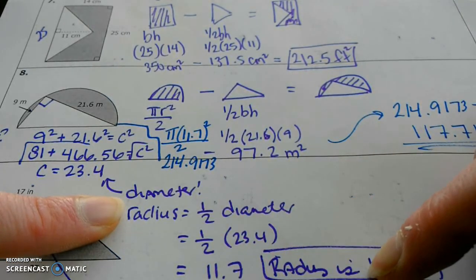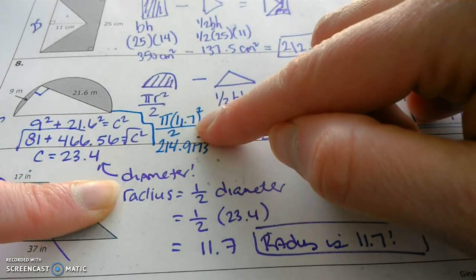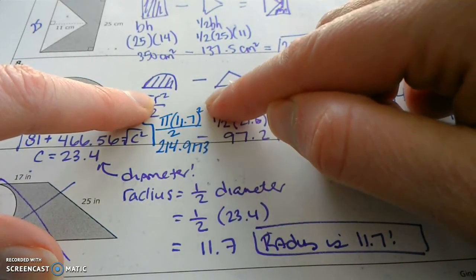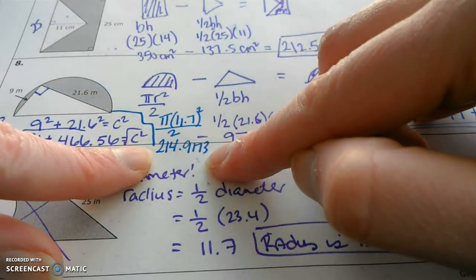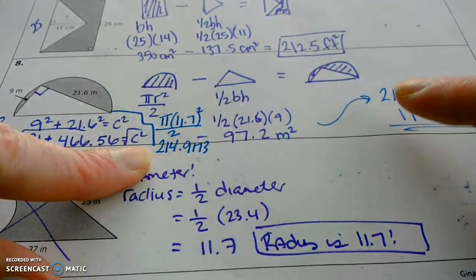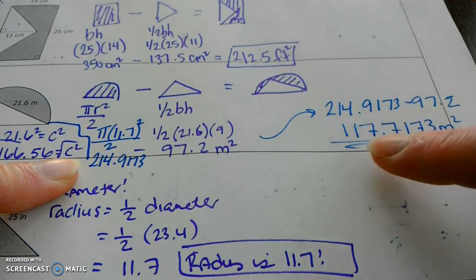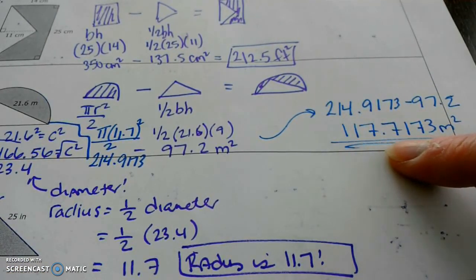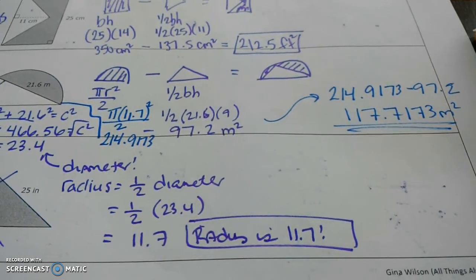That's your radius. So then I plugged that in, 11.7 for my radius. Square it, times pi divided by 2. You get 214.9173. Subtract those two areas you found. And what's shaded is 117.7173 meters squared. Okay, and hopefully that helps and makes sense.